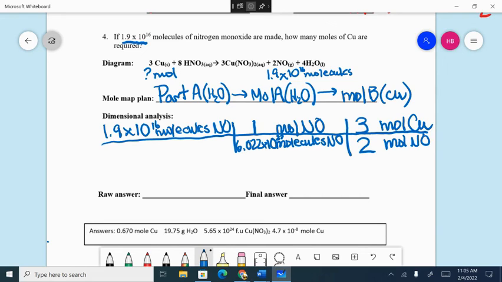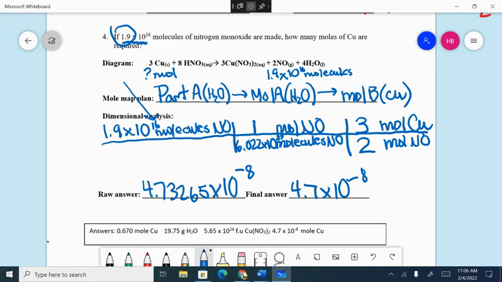Type this in your calculator so you make sure you're using your calculator right. 1.9 times 10 to the 16th times 3 divided by parentheses 6.022 exponent 23 times 2, end parentheses. You should get as a raw answer 4.73265 times 10 to the minus 8th, which makes sense because the 16 is a lot less than 23. So it's going to be less than 1 mole. Round to 2 significant figures, just like the given, for 4.7 times 10 to the minus 8th moles of copper. Remember, units and labels, correct number of significant figures.